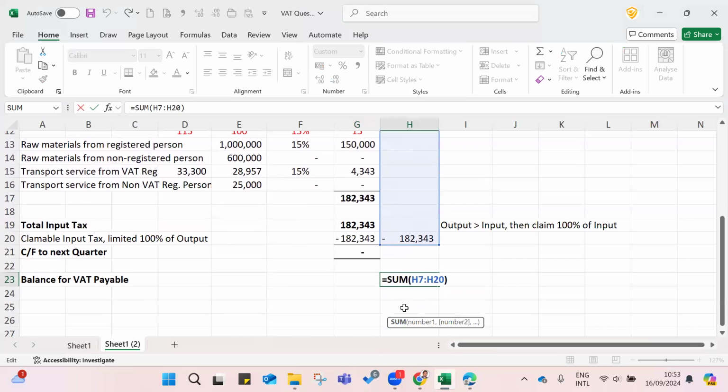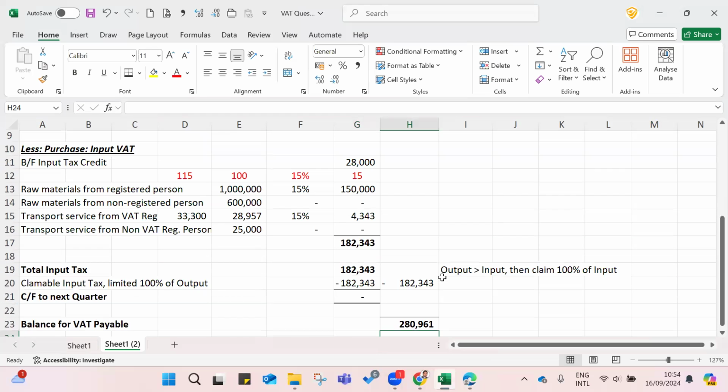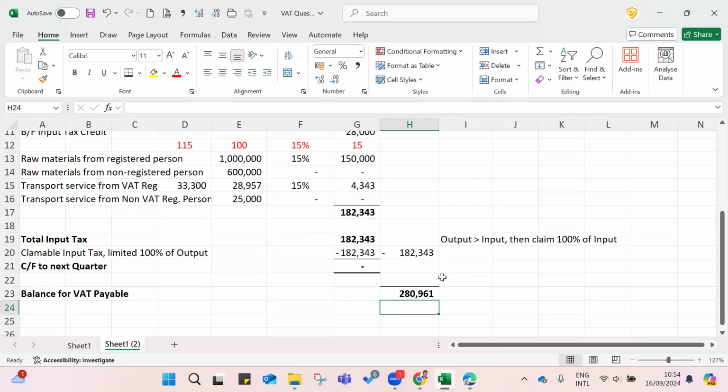Then balance amount, how much? Balance VAT payable is 280,961, right? This is the balance VAT payable in this question. So you need to make sure when you are making the payment, right? Also, in some practical scenarios, not the exam, here 160.687, since it is rounded up, that's fine, right?